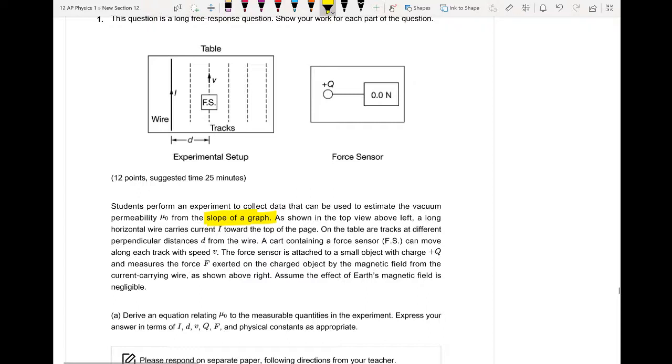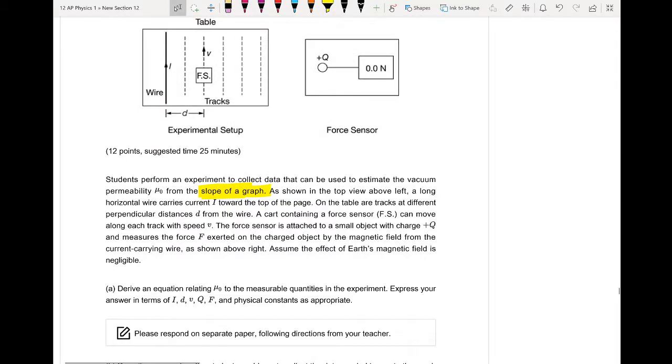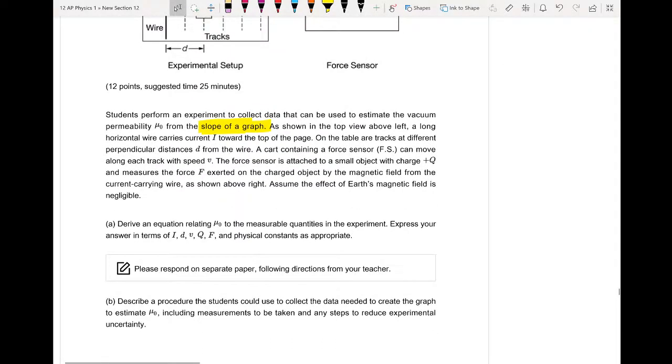As shown in the top view above left, a long horizontal wire carries current I towards the top of the page. On the table are tracks at different perpendicular distances d from the wire. A cart containing a force sensor Fs can move along each track with speed v. The force sensor is attached to a small object with positive charge q and measures the force F exerted on the charged object by the magnetic field from the current-carrying wire as shown above right. Assume the effect of Earth's magnetic field is negligible. So derive an equation relating mu naught to the measurable quantities in the experiment. Express your answers in terms of I, d, v, q, and F, and physical constants as appropriate.